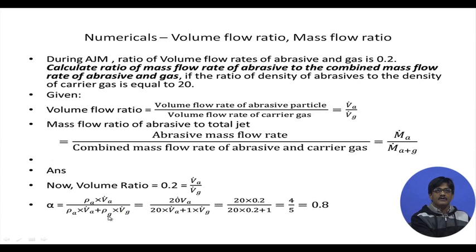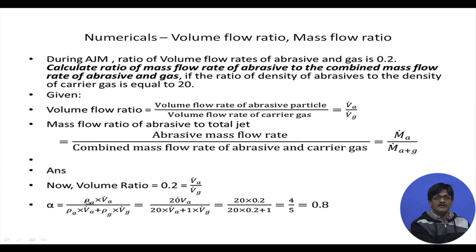So, let us divide the whole equation by density of carrier gas. In the numerator we will have rho A divided by rho G, and in the denominator also rho A divided by rho G, and therefore we will have 1 into V dot G. So, rho A by rho G value we put in as 20, and therefore we have 20 into V dot A plus 1 into V dot G. This becomes 20 into 0.2, which is 4, over 20 into 0.2 plus 1, which is 5, and therefore this mass flow ratio is 0.8.